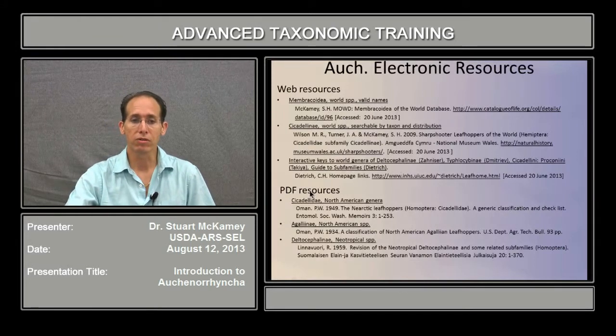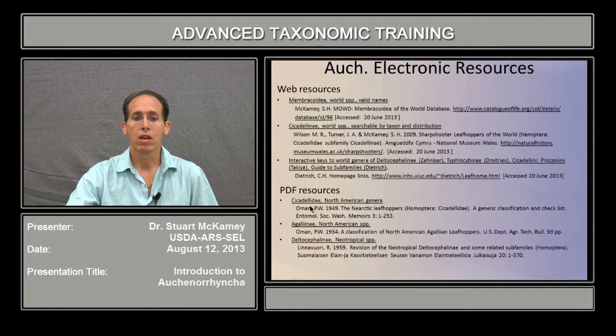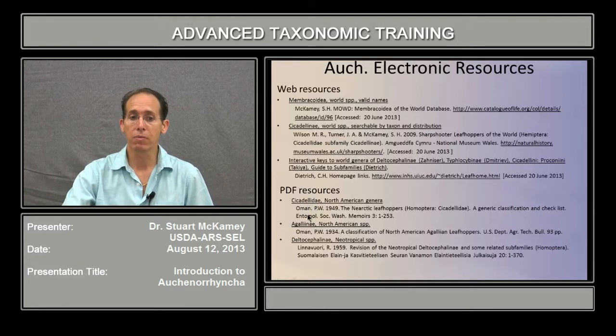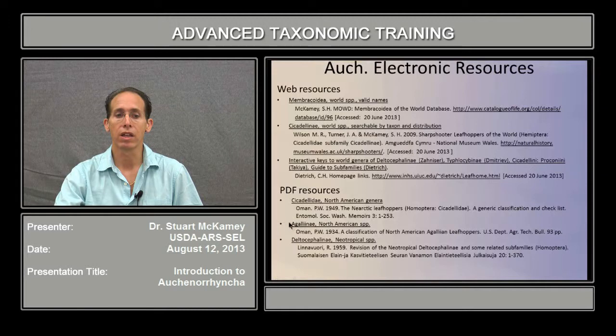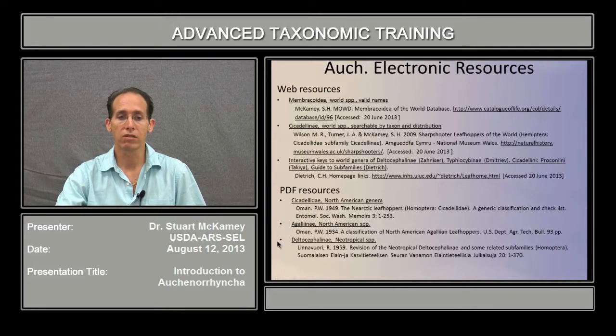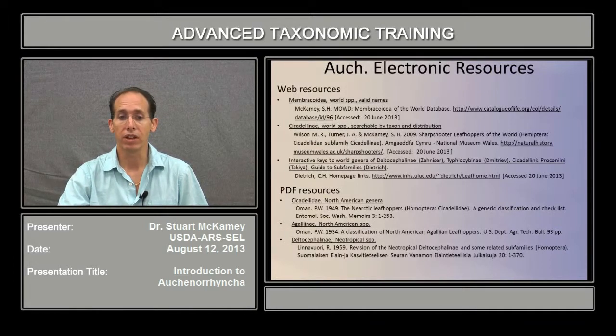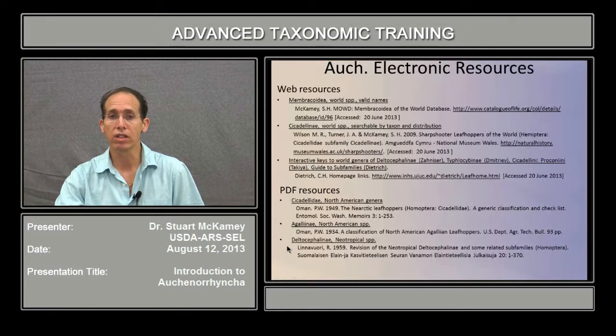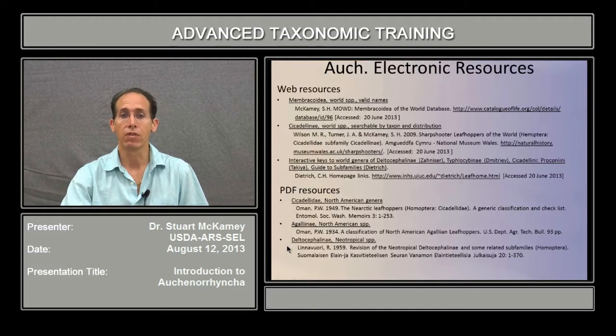And some PDF resources that you should have available are the North American Genera of Leafhoppers by Paul Oman, 1949, the Agalliinae of North America, Species Keys, by Oman, 1934, and the Neotropical Species of Deltacephalini and some related subfamilies by Linnavuori in 1959. Now, all three of these, if you look at the dates, you can guess that they're pretty out of date, and that's true. But they're still the only sources that cover so many species of a fauna.